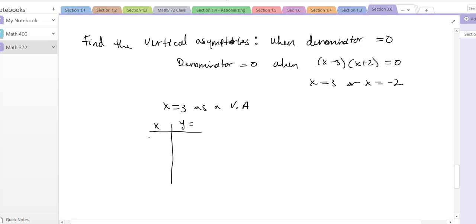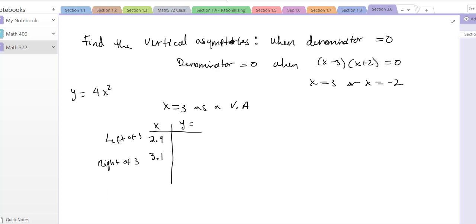So when x is equal to, let's say, 2.9, what is y doing? And if x is equal to 3.1, so to the left of 3, and then to the right of 3, what are the y values doing? You can plug into the function. Remember, our function was y equals 4x squared. Let me use the factored form. y is equal to 4x times x minus 1 over x minus 3 times x plus 2.